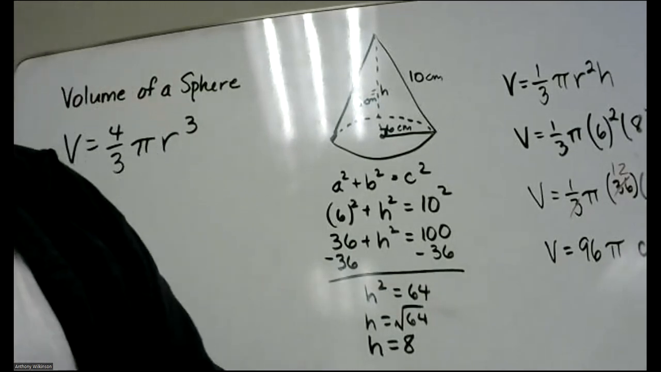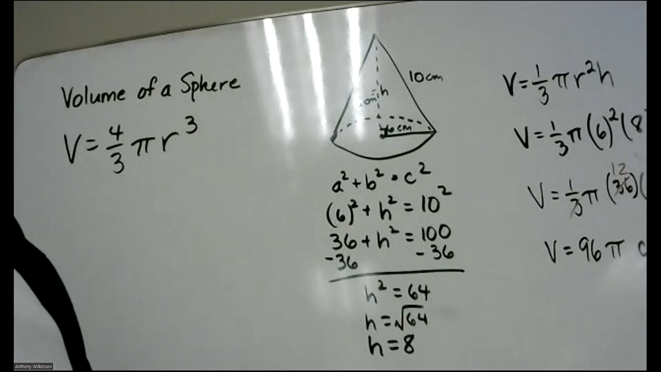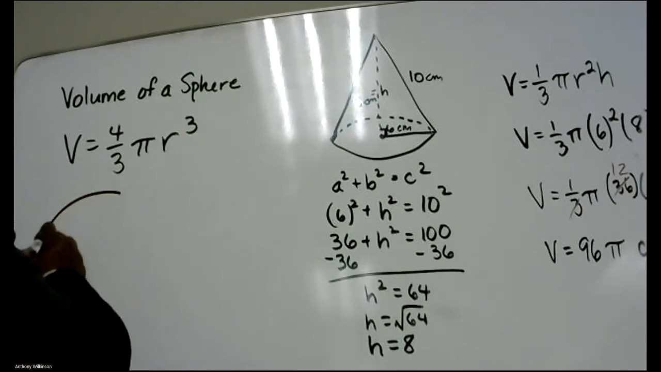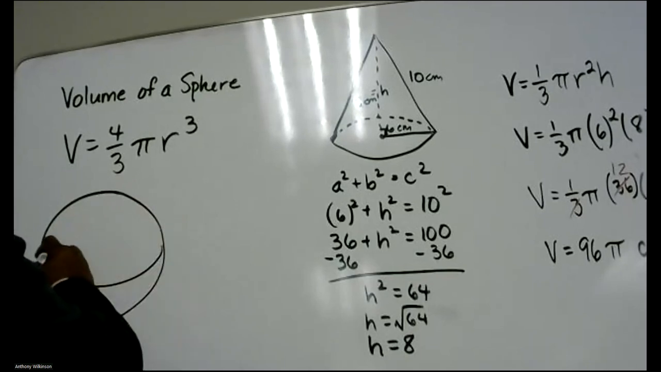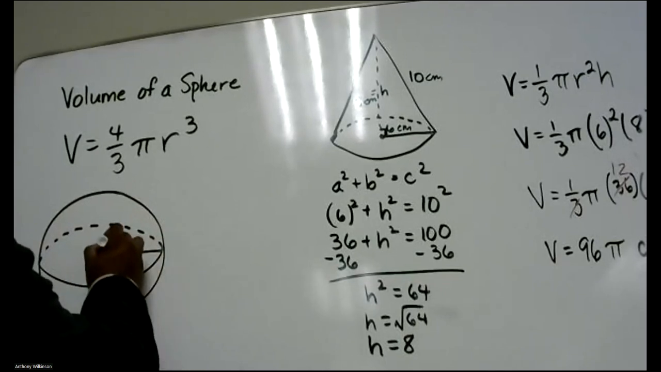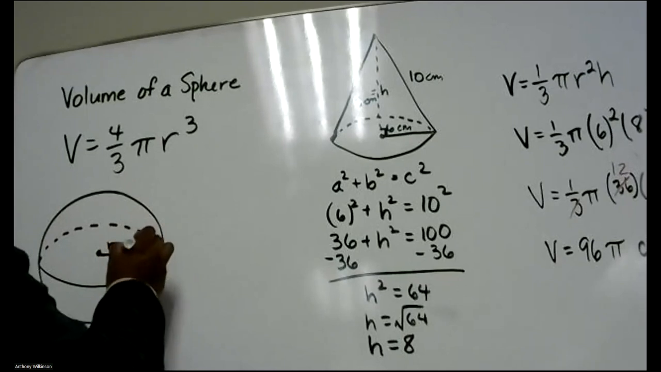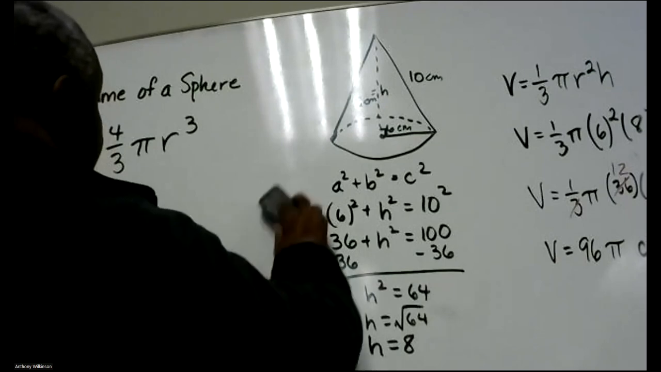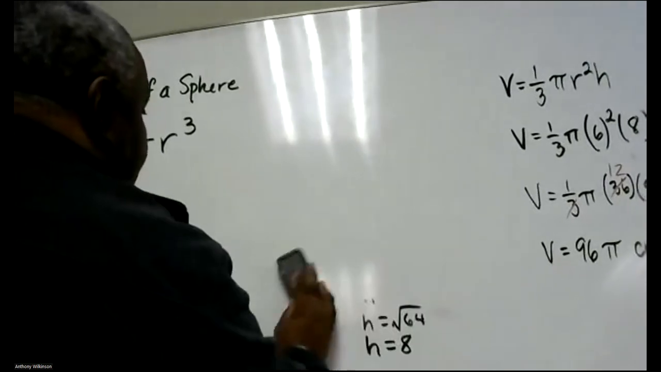Okay. All right, so in example 7, let's say I want to find the volume of that sphere below and give the answer in terms of pi. So in this case here, we have a sphere with a radius of 10 centimeters. So here the radius is 10 centimeters, and I want to find the volume of that sphere. And we're going to leave that answer in terms of pi as well.